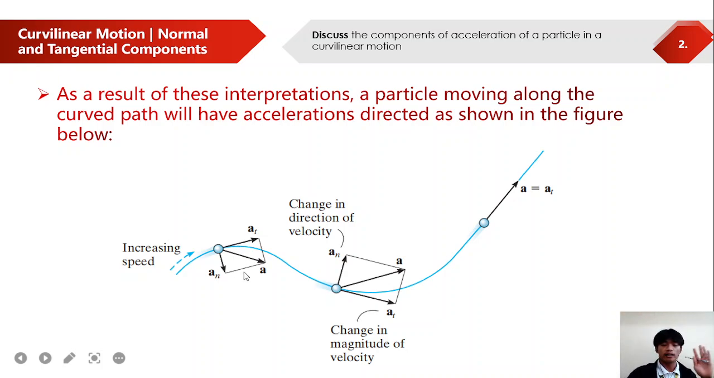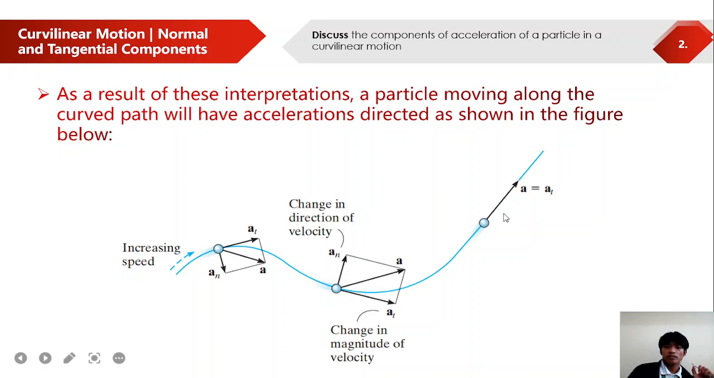The positive sense of the tangential component of acceleration is the sense of increasing speed. The normal component of the acceleration is positive on the concave side. So a sub n is positive toward the concave side. In the next scenario, a change in direction of the velocity, a sub n is at the top because the concave side is there again. Since the speed increases toward the bottom, a sub t is also at the bottom, for the change in magnitude of velocity.